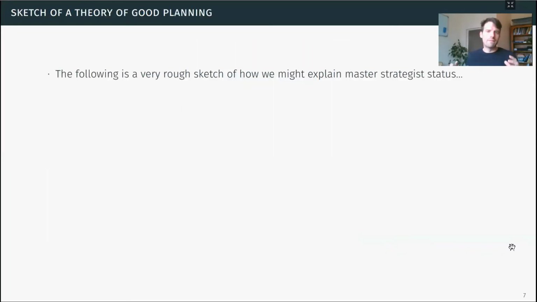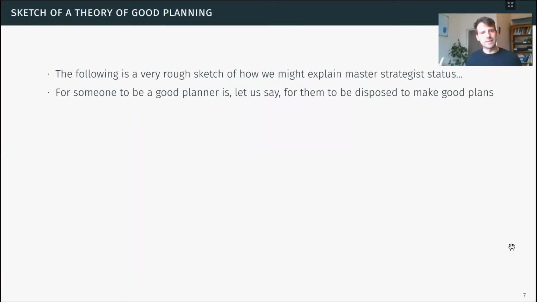Now, the following is a very rough, very speculative sketch of how we might think about this status of being a master strategist. I'd be very interested to hear any thoughts from people on how this might be refined and made clearer, but hopefully the broad picture doesn't get anything about how we think about this completely off the mark. I'm going to talk about strategies and plans as interchangeable. I'm not going to make a distinction between them.